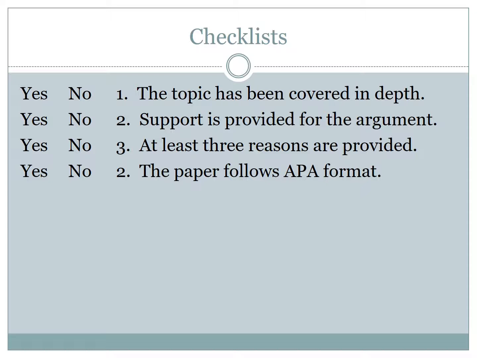Here's an example of a checklist. Basically, you just list the criteria that you think are important. For example, this is a checklist that could be used for a paper. The topic has been covered in depth, support is provided for the argument, at least 3 reasons are provided, and the paper follows APA format. And then you could use yes or no, or you could assign 0 or 1 points, but basically it's very dichotomous. There's a statement and it's either yes or no.